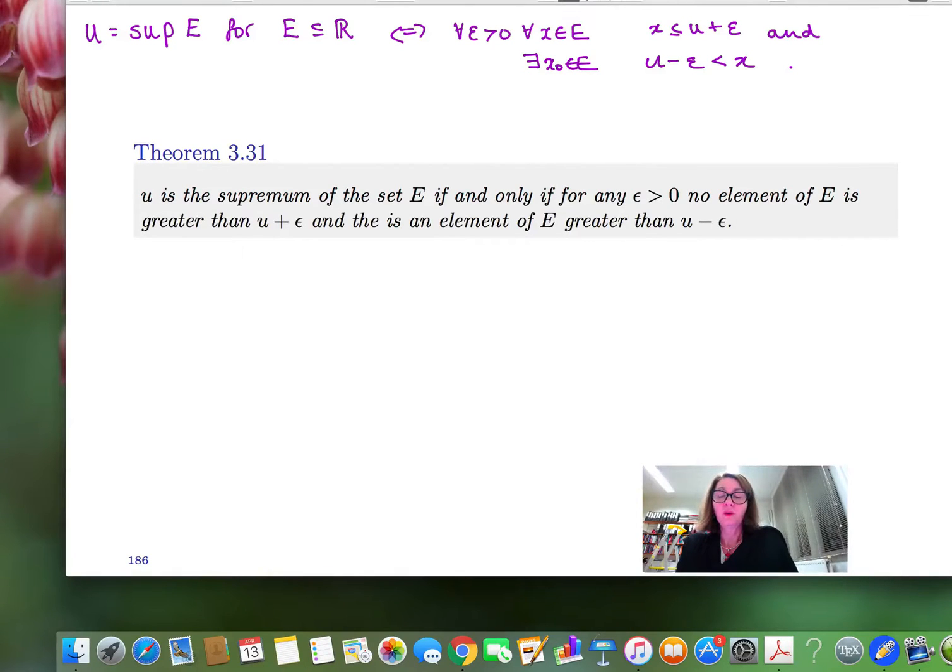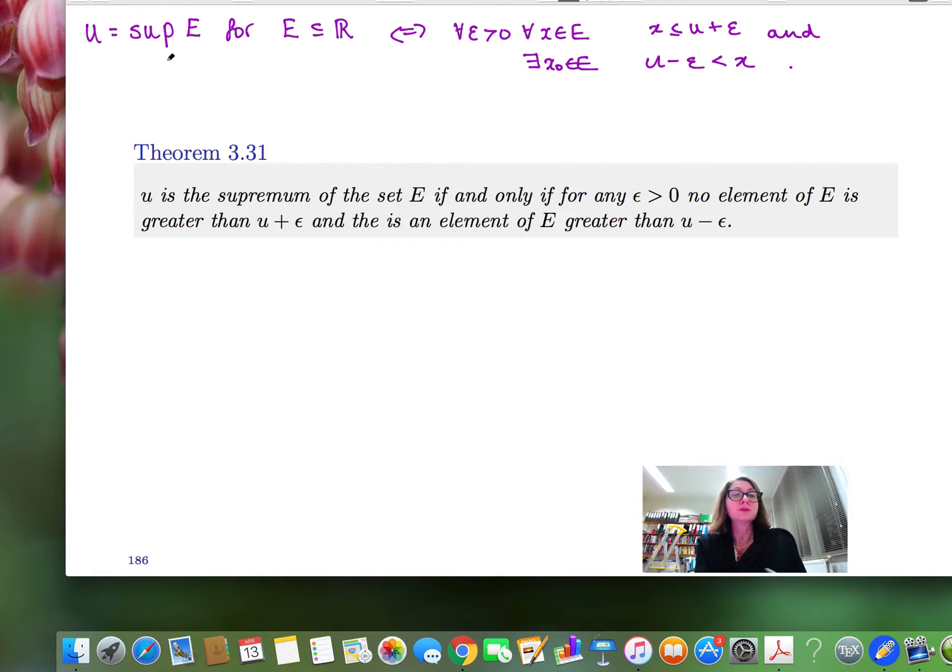So in this video we're going to prove theorem 3.31 that says if U is the supremum of the set E, where E is some subset of R, then that's equivalent to saying that for any epsilon greater than 0, no element of E is greater than U plus epsilon, and there is an element of E greater than U minus epsilon. So what I've done up the top here is I've written that statement in mathematical language.